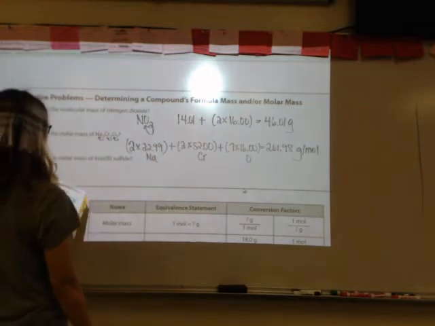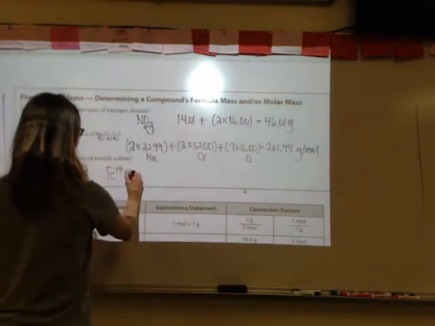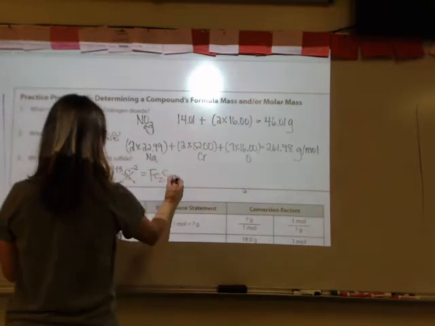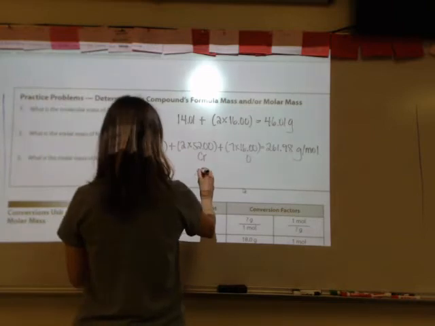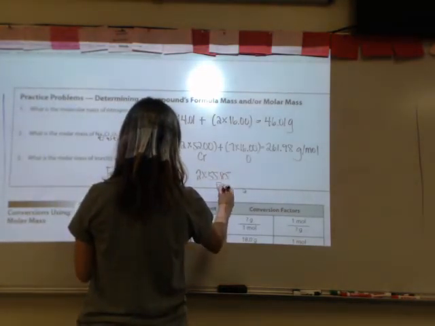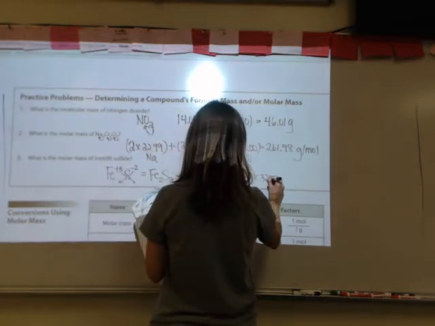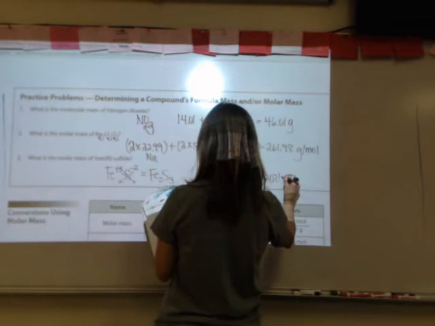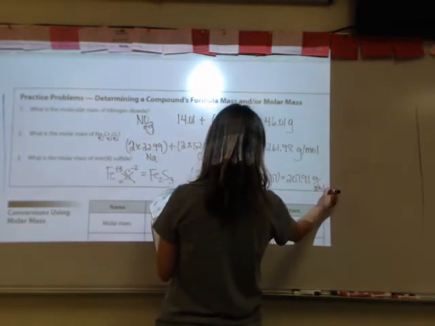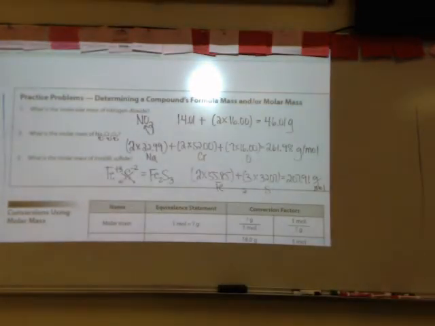What's the molar mass of iron 3 sulfide? Iron 3 sulfide is Fe2S3. So if you look at the periodic table on the back of your book, iron is 55.85. I have 3 sulfurs. Sulfur is 32.07. I get 207.91 grams per mole for that compound's molar mass.